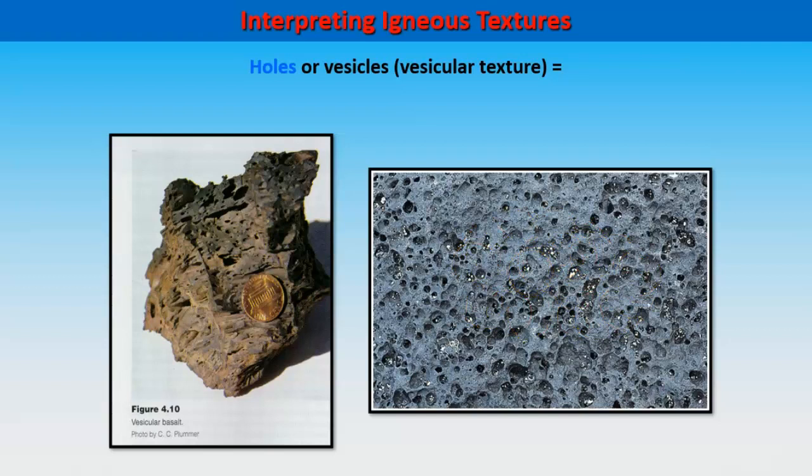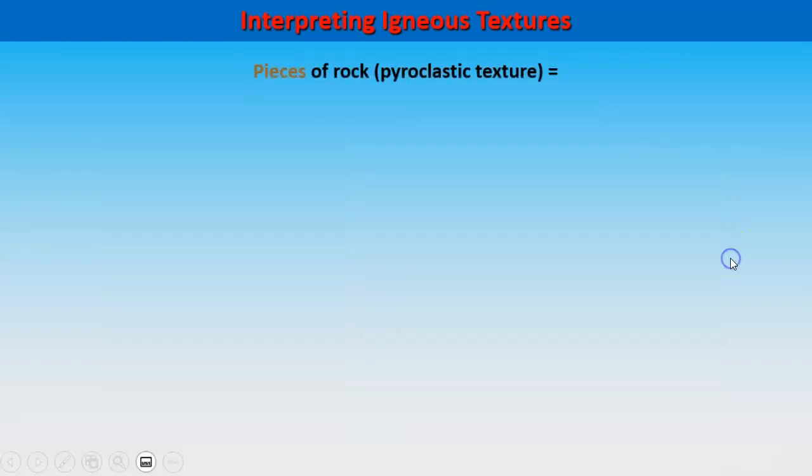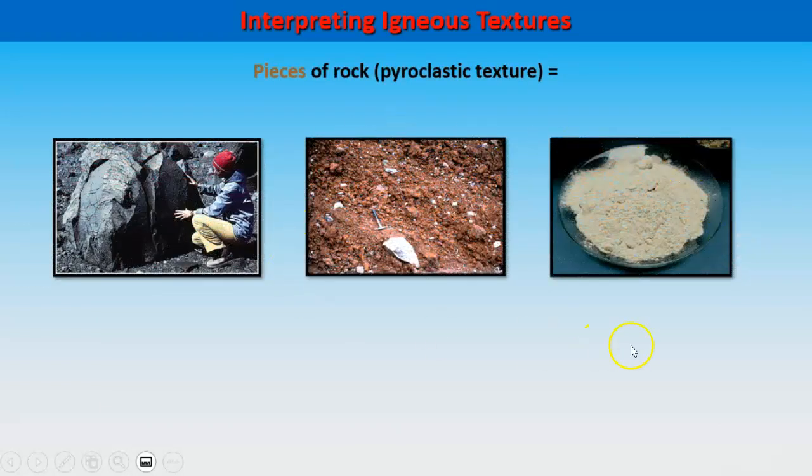The holes still mean the same thing. There was gas trapped in the magma. But they're different rocks because they have different compositions. Okay? And then another texture we could talk about, it's a little harder to see or visualize, is something called a pyroclastic texture.